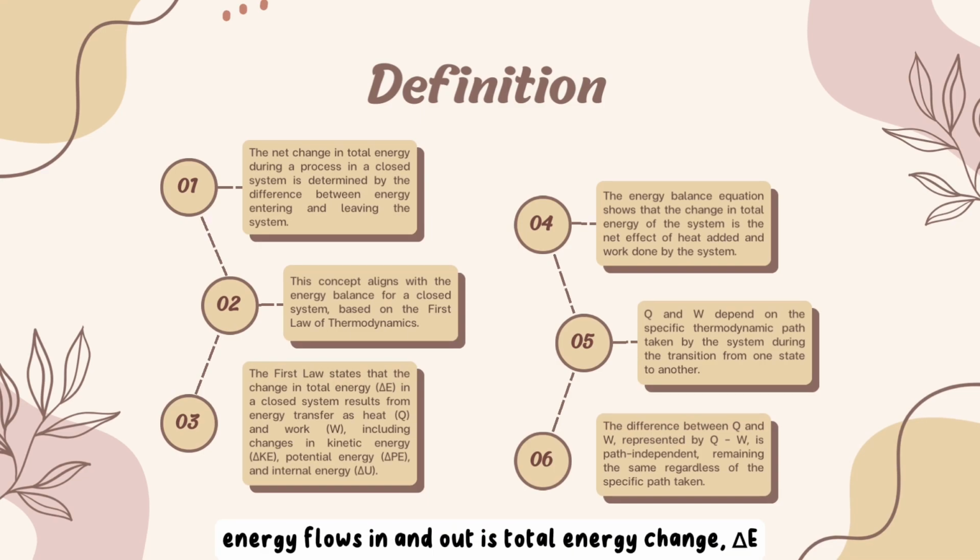first law of thermodynamics. Energy flows in and out as the total energy change, delta E, which represents the system's exchange of energy with its surroundings as heat, Q, and work, W. There's also kinetic energy, delta K, potential energy, delta P, and internal energy, delta U, that influence delta E. It's the balance that determines whether our energy grows or shrinks.